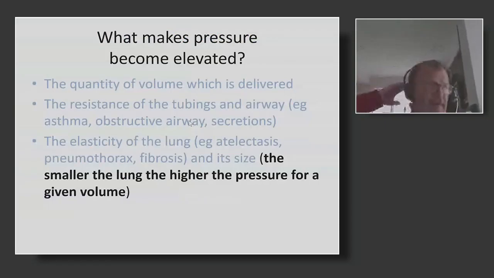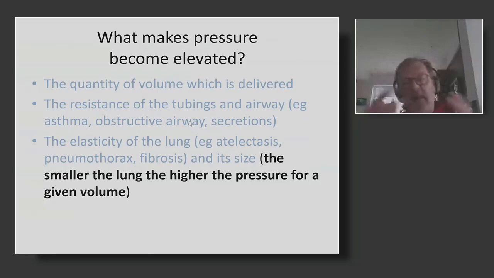Let's now discuss the elastic pressure, the other part. As I said at the beginning, the pressure becomes elevated because of the volume you deliver and because of the elasticity of the lung. And I mentioned also the size of the lung. This is very important to understand because it has very practical consequences. The smaller the lung, at least the lung available for ventilation, the higher the pressure for a given volume.